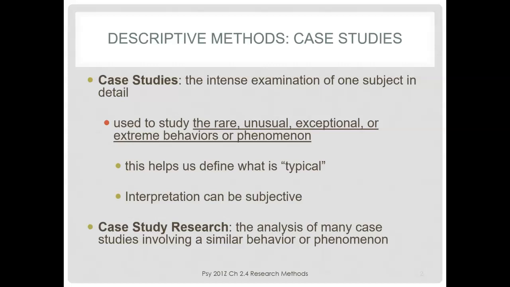Now, case studies help us define what is typical. So what's typical behavior and what's atypical behavior. One of the things about case studies is that interpretation can be subjective. Now, this is where having a scientific community becomes a great thing. When you publish your case study, other scientists can look at your work and say, I think you missed a point when you're discussing this symptom, or I think you misinterpreted X, Y, and Z.